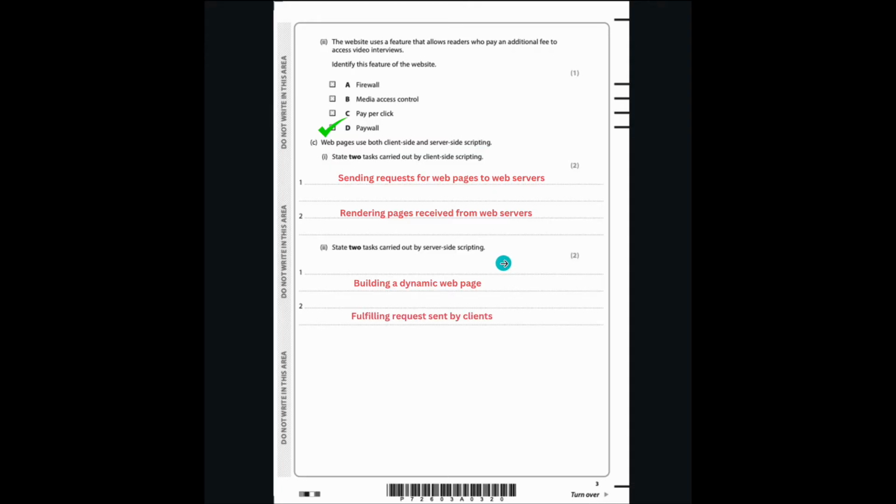The other example is fulfilling requests sent by the client, right? So for server-side scripting, the task is whatever request the client sends to them, they try to fulfill those things.